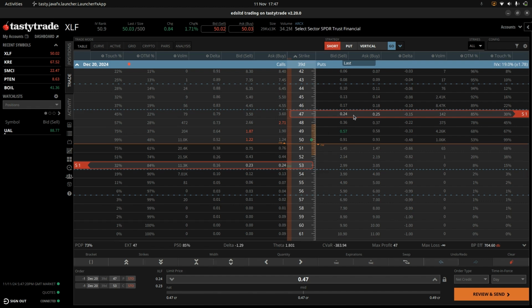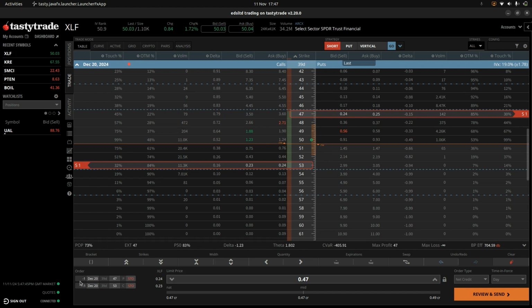We can sell that. So if you have a look at our break even here, this is our break even level here. This green bar and this orange bar shows you the expected move. So as you can see here, it is not expected for the price of XLF to move outside of this range that we've created for ourselves between $47 and $53.